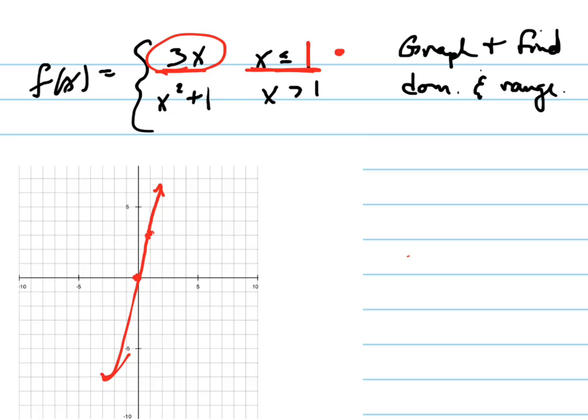But they only want us to graph this when x is less than or equal to 1. So I'm going to erase everything to the right of 1. So that graph is technically starting at negative infinity, and it's going only up to that point, 1 comma 3.